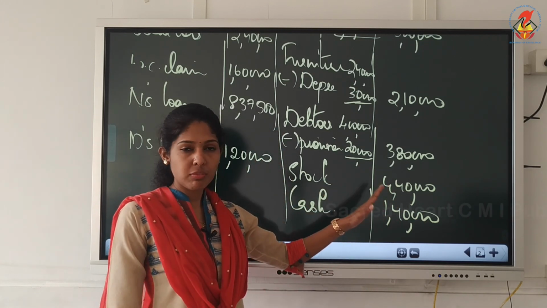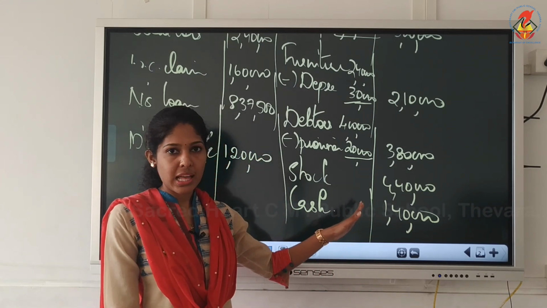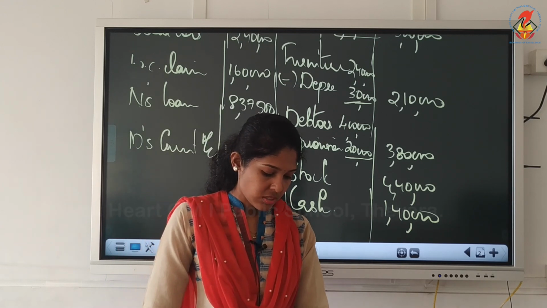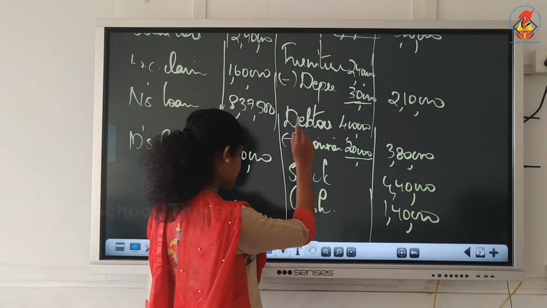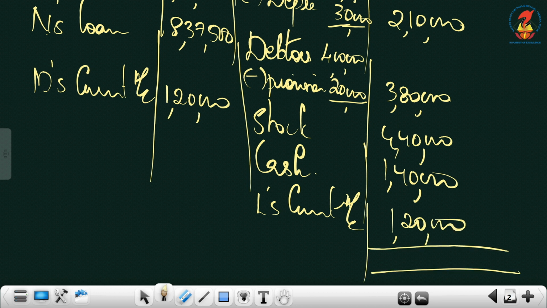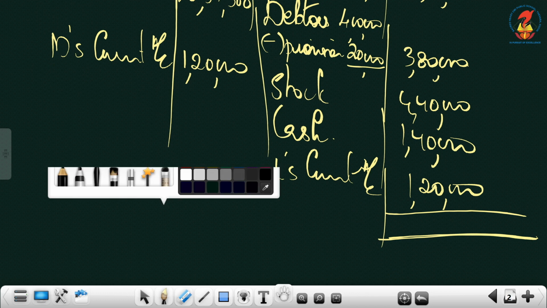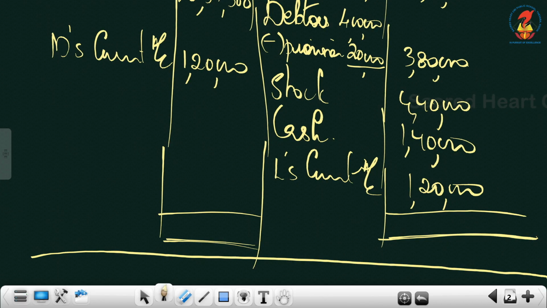Goodwill, don't write it here. Goodwill we already distributed among partners. Understood? Don't write goodwill as an asset. Yes. So, now we finished the adjustments, but there is one item on the credit side of partners' capital, which is M's current account. So, take it to the same side, and M's current account amount is 1,20,000. Now you just add your asset side and liability side, see whether your balance sheet tallies. So here it is 29,10,000, that is the balance sheet total.